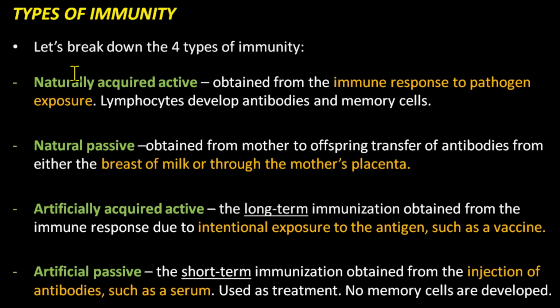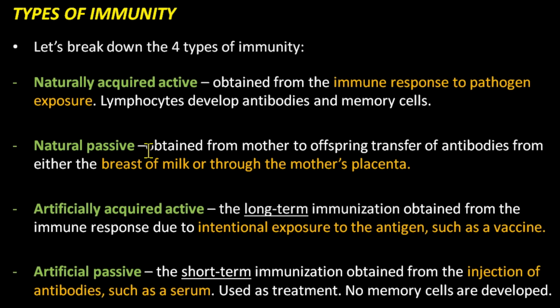The first type here is naturally acquired active, and this occurs when there's an immune response to pathogen exposure. This is just you walking around outside and you happen to get the flu from somebody. It is highly unlikely that you would get that same strain of flu the next time. This is because your lymphocytes have developed antibodies and memory cells that are going to remember that disease, so it is unlikely that you'll get affected by it twice. A good example of this would be chickenpox. You develop a naturally acquired active immunity against it. It's unlikely that you're going to get it a second time.